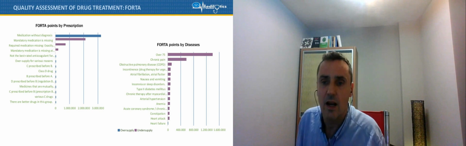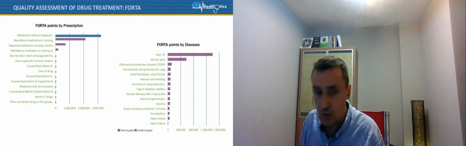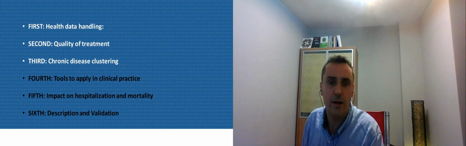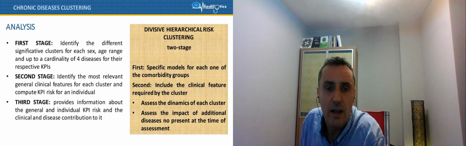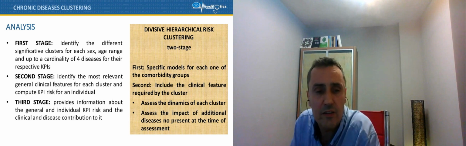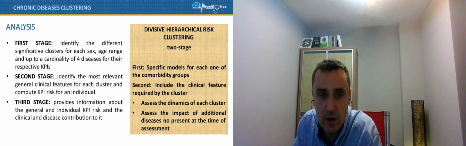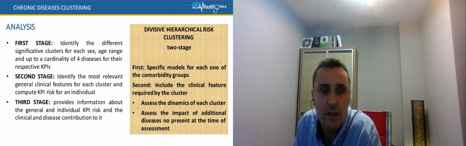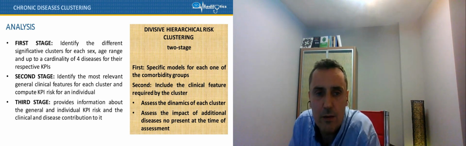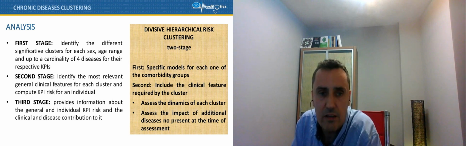Hello, I'm José Ramón, and now I'm going to explain the chronic disease clustering. First of all, the process of modeling is divided in 3 stages. The first stage consists of identifying the different significant clusters for each sex, age range, and up to a cardinality of 4 diseases for their respective KPI by using a divisive hierarchical risk clustering.